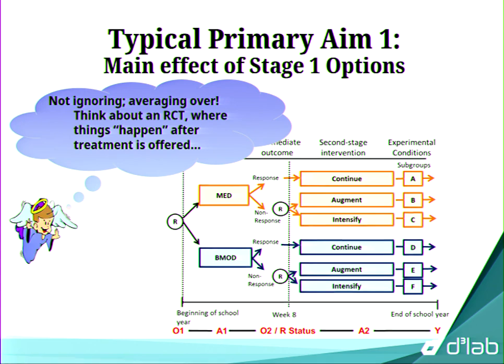And this is why the way to talk about it is not to say, oh, I'm comparing the two initial options, ignoring what happened subsequently. No, you need to say it, sometimes very clearly to your reviewers, that you are comparing the two initial intervention options, controlling by design for second stage options for responders and non-responders. Does that make sense?